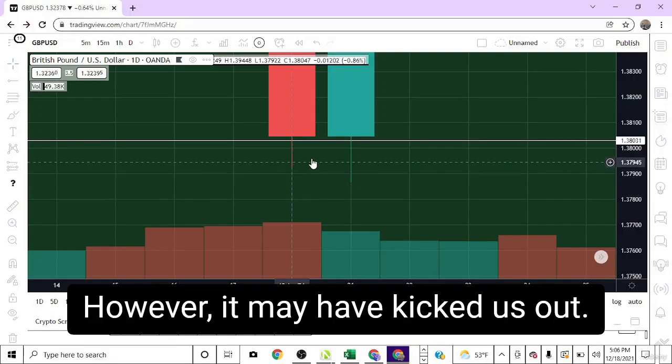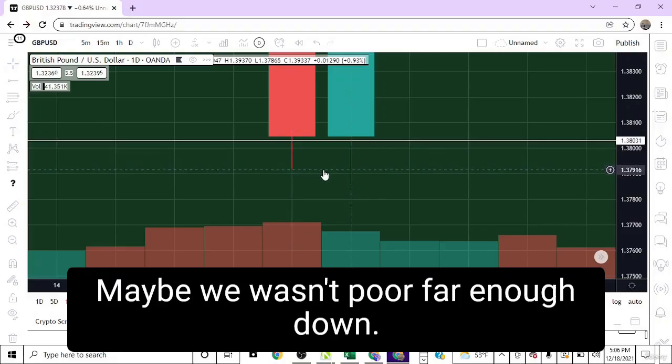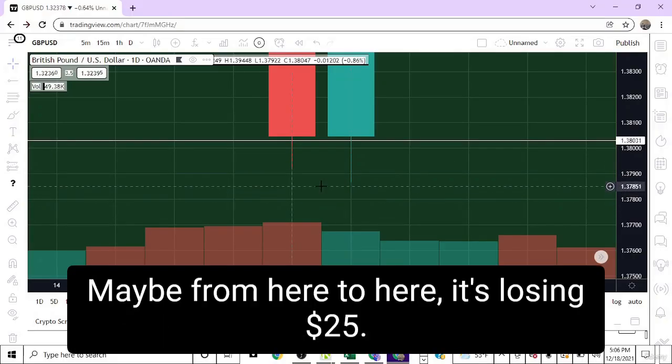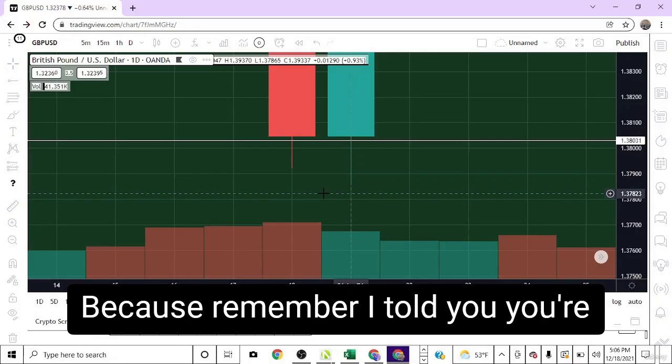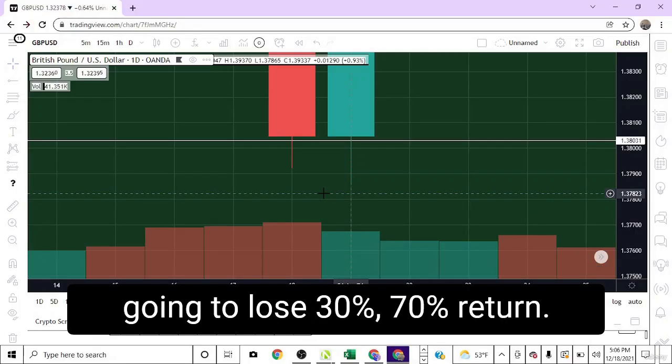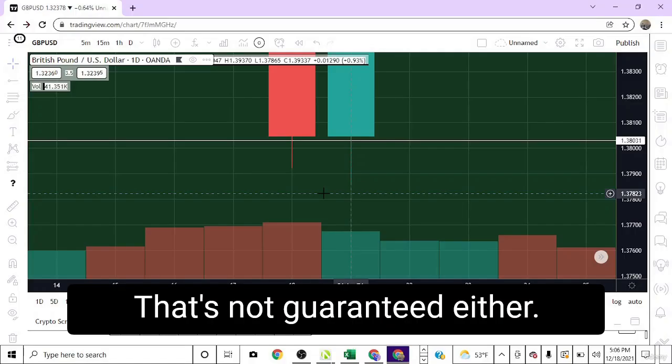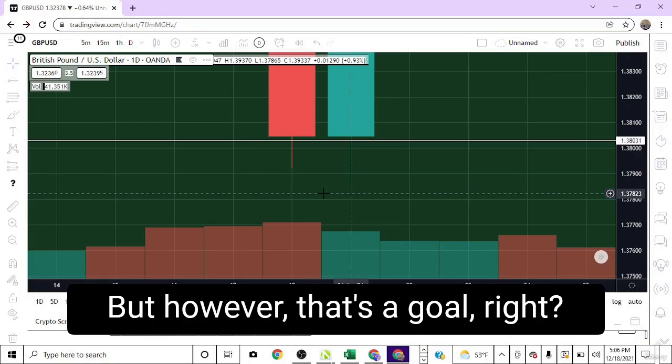However, it may have kicked us out. Maybe we weren't far enough down. Maybe we were scared to lose. Maybe from here to here is losing $25. Are you okay with that? Because remember, I told you you're going to lose 30%, 70% return. That's your goal. That's not guaranteed either. But however, that's a goal, right?